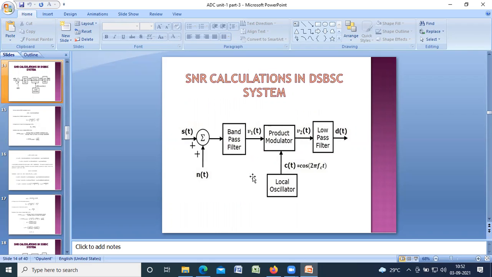It's a double sideband suppressed carrier system in which both the bands, upper and lower, are allowed for transmission, but the carrier is suppressed here. Can you tell me the description?